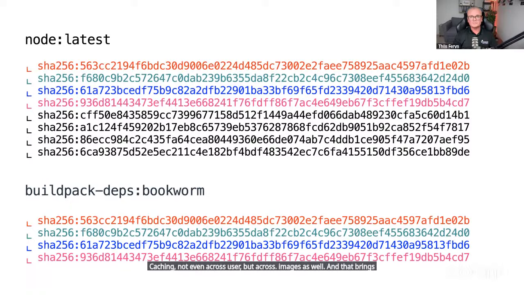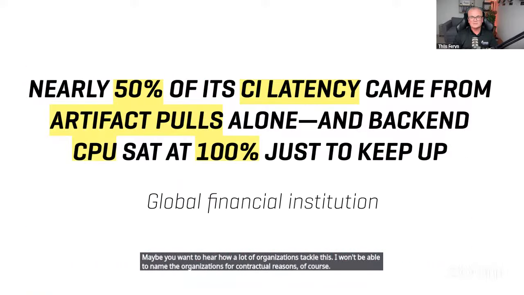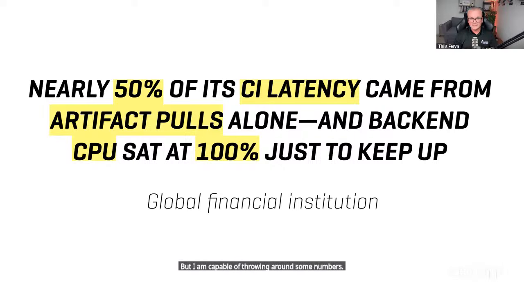So let me throw some numbers at you. Maybe you want to hear how a lot of organizations tackle this. I won't be able to name the organizations for contractual reasons, of course, but I am capable of throwing around some numbers. So there's this big global financial institution. You've probably heard of them, can't mention them. And they say that nearly 50% of their CI latency came from artifact pulls alone. And the backend CPUs, meaning those registries, sat at 100% all the time. So they needed some sort of offloading.